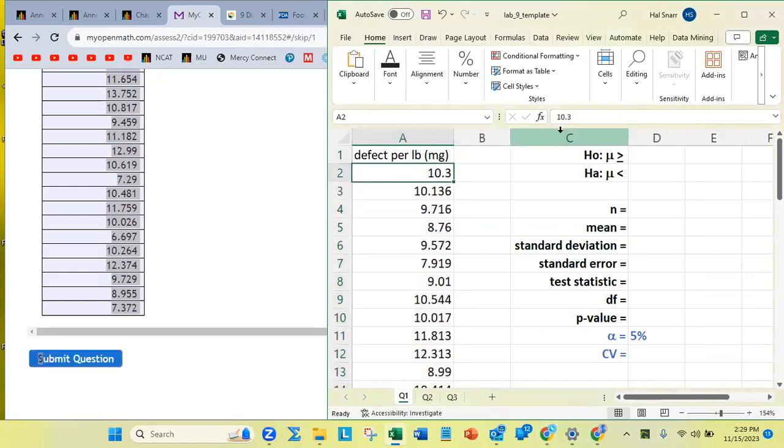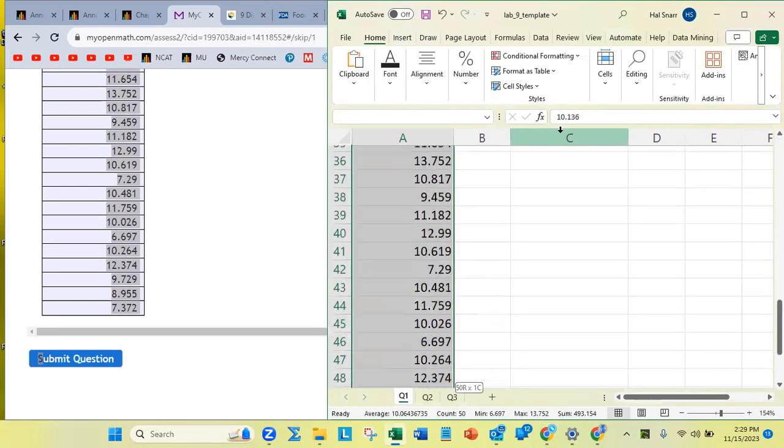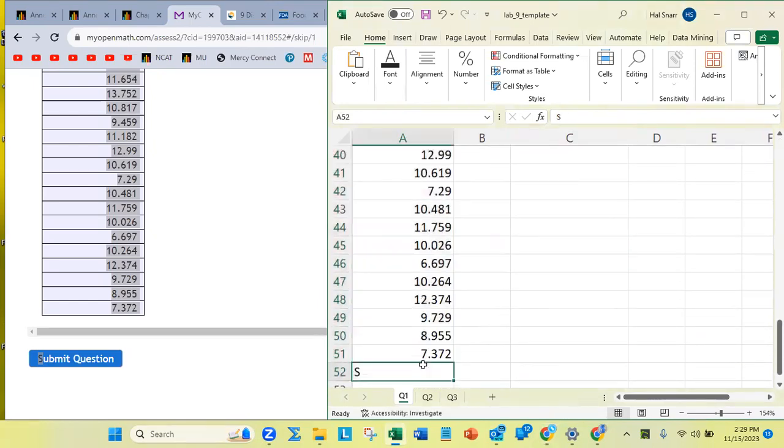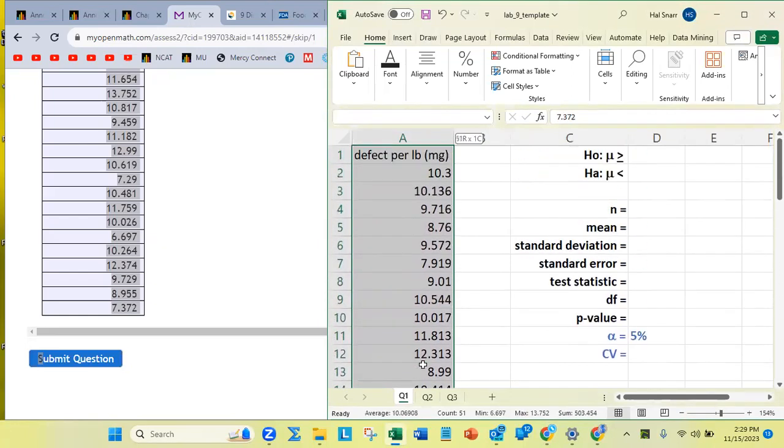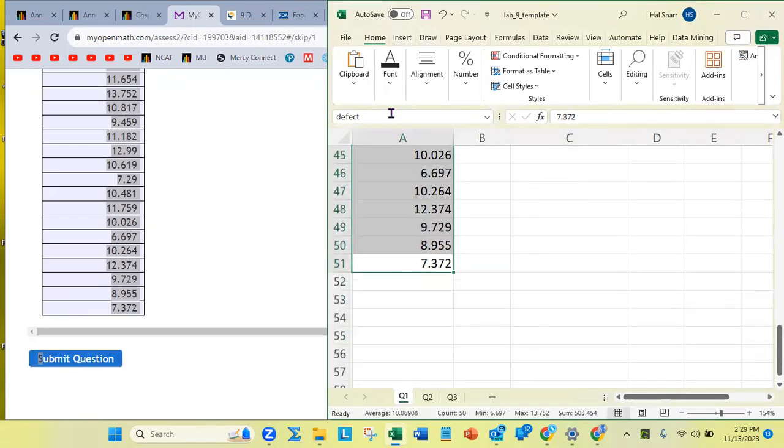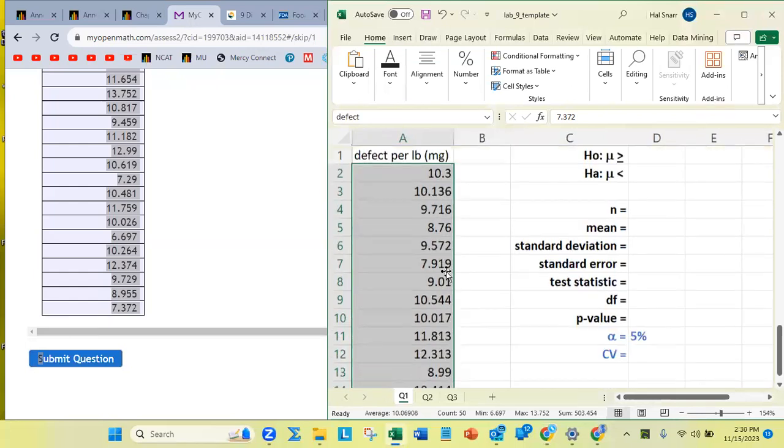Now I'm going to name this set of numbers. I'm going to go to the bottom here. I'm going to delete the S from submit question. I'm going to name all these numbers, the set of numbers, I'm going to name it defect. Okay, so everything in this highlighted box is the object defect, right?